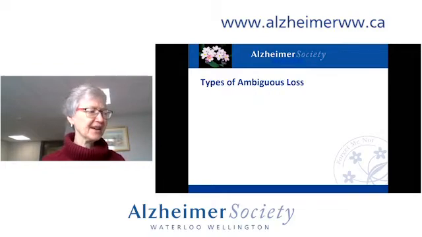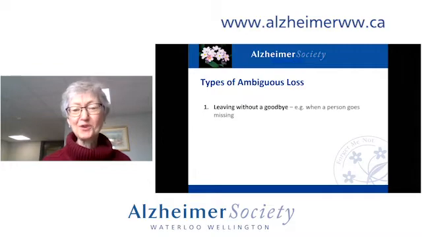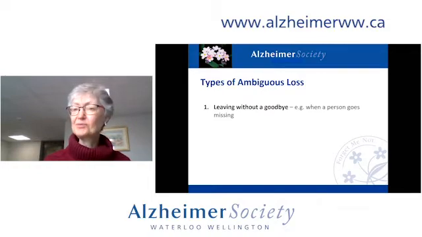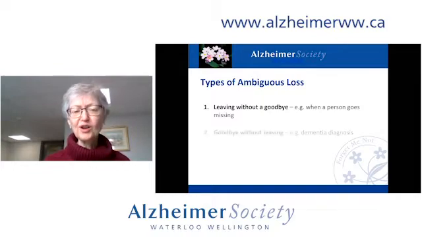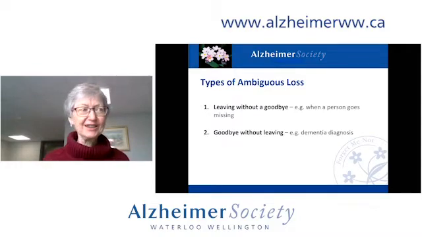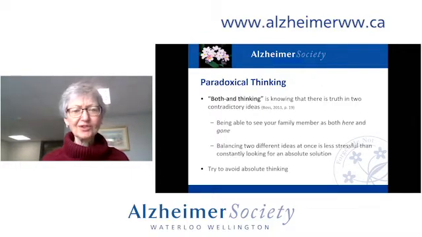So there are different types of ambiguous loss. The first type is leaving without a goodbye. That's maybe when the person goes missing. Now that doesn't have to be a dementia situation. That can be any number of things. I think often of hikers that get off a trail and don't get found again, or accidents on the water. But it can even happen with dementia if somebody wanders off and can't be found. Or this is the more common dementia situation, a goodbye without any leaving. The dementia diagnosis comes, and the person is there with you physically, but only physically as time goes on.